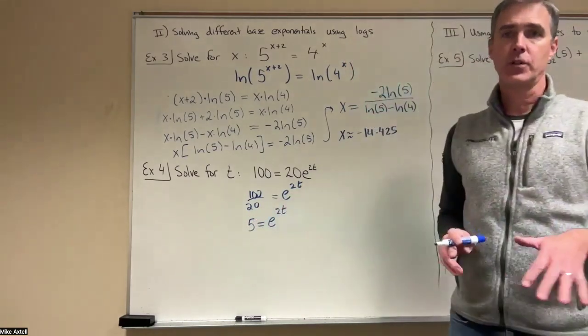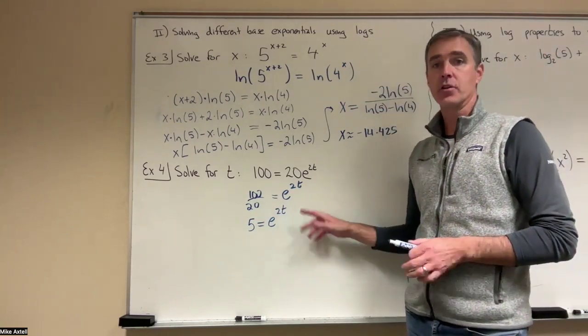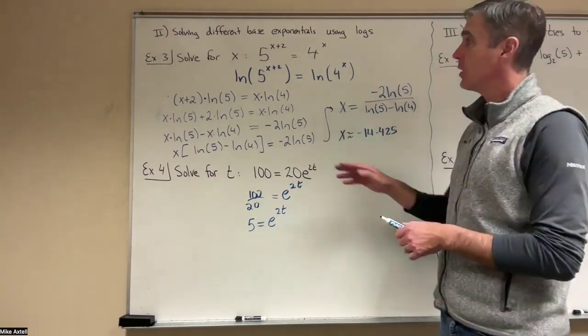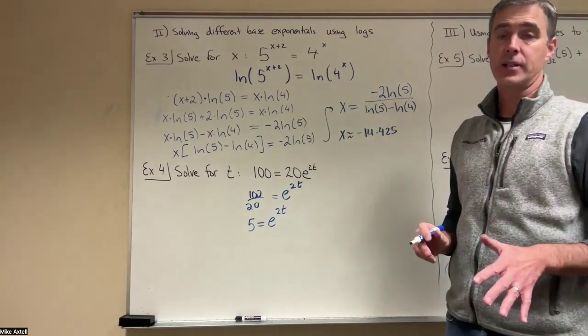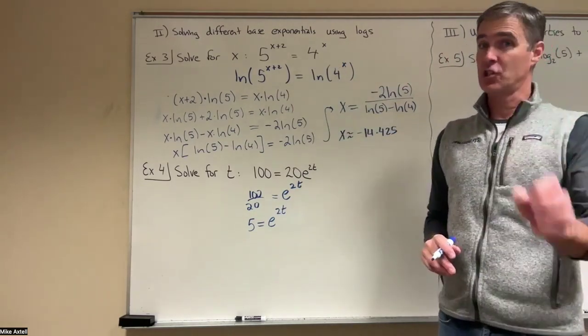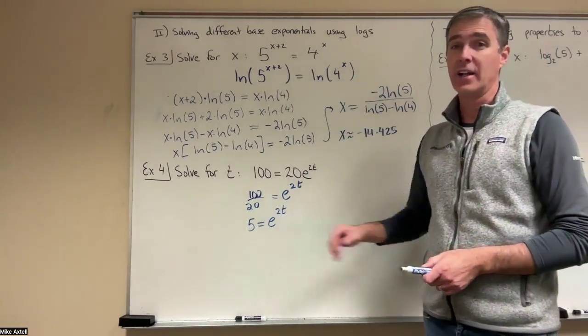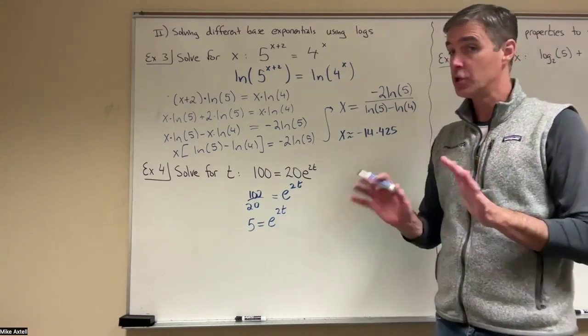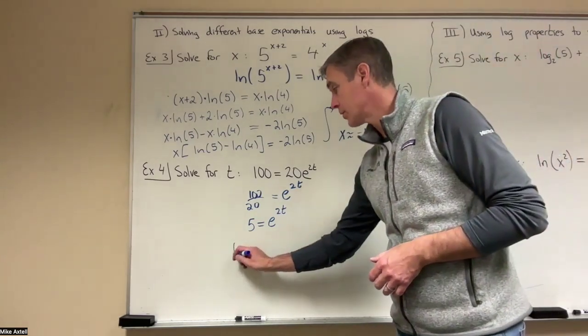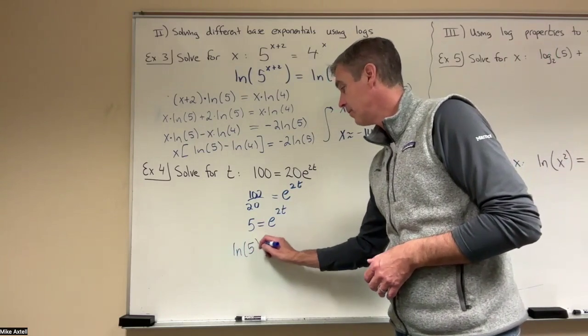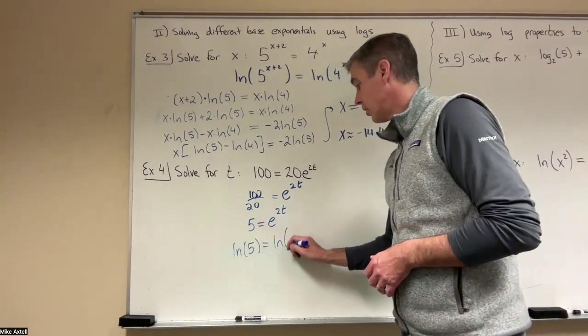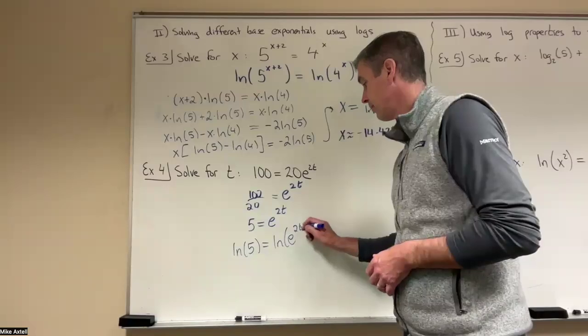I'm trying to solve for t. It's stuck up in the power. So I'm going to do the exact same trick. I'm going to take the natural log of both sides. And the natural log is actually the best choice here because I know the natural log and e kind of undo each other. So I'm going to take the natural log of both sides. So natural log of 5 equals the natural log of e to the 2t.